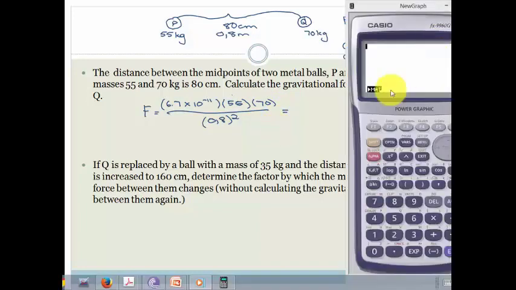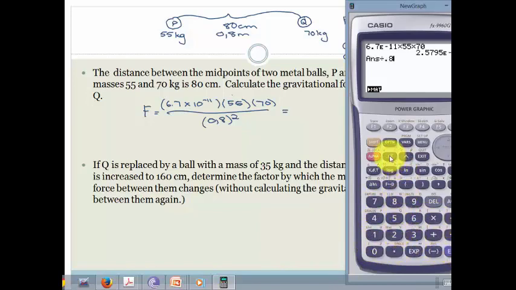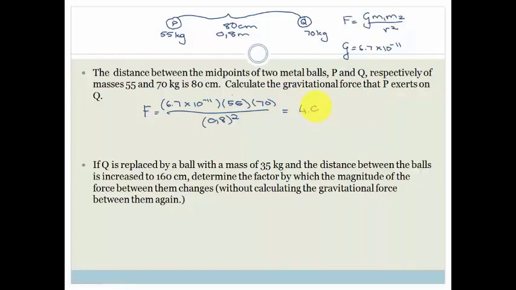Right, so let's get out our calculator. Right, so now let's see what we've got. We've got 6.7 exponent negative 11 times 55 times 70 equals, divided by 0.8 all squared, and we get 4.03 times 10 to the negative 7, and that would be newtons.